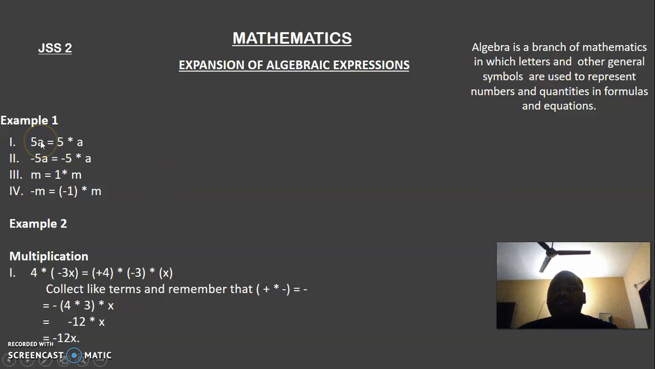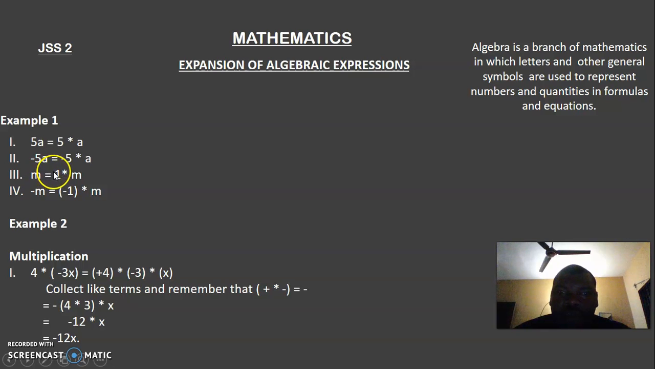Example 1, 5A. 5A means 5 times A. This star button here means times. Minus 5A means minus 5 times A. That's the meaning of minus 5A. So 5A means 5 times A, and minus 5A means minus 5 times A.